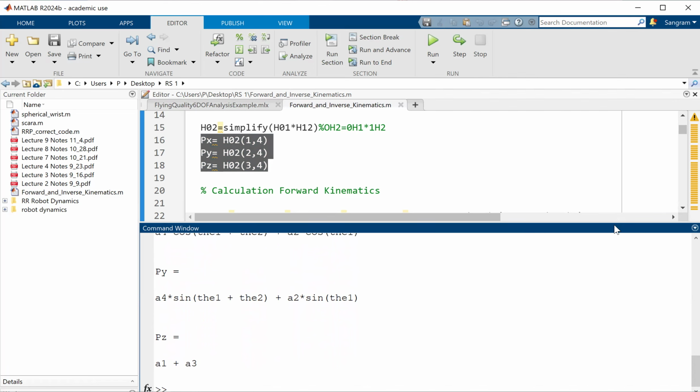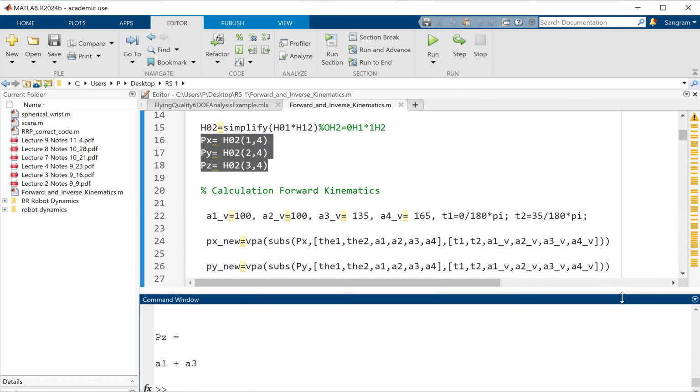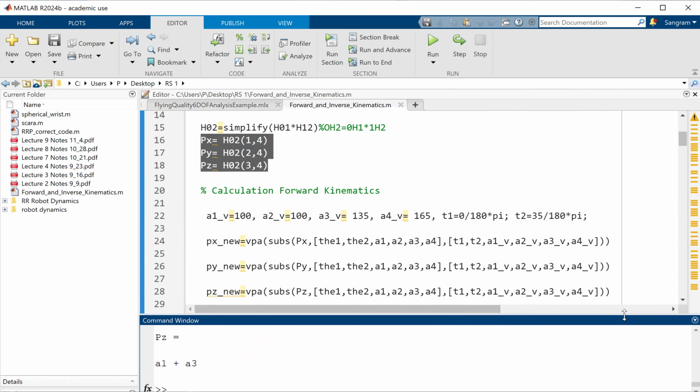Now, the next part is typically, if I give you some values, maybe value of A1, value of A2, value of A3, value of A4. So these are the robot lengths. Say A1 is equal to 100, A2 is equal to 100, A3 is equal to 135, A4 is equal to 165.